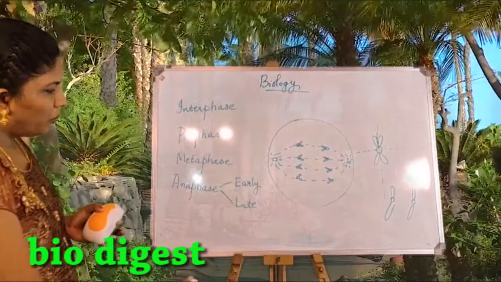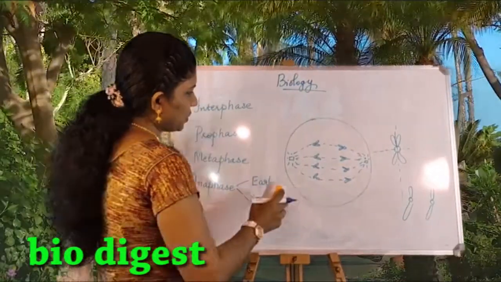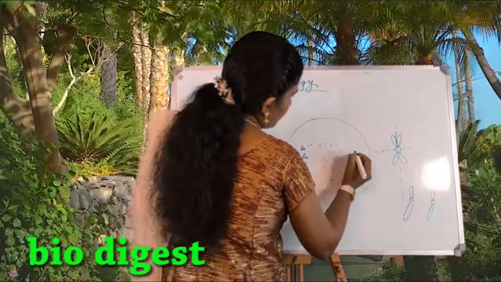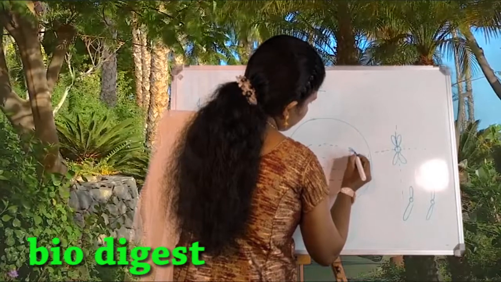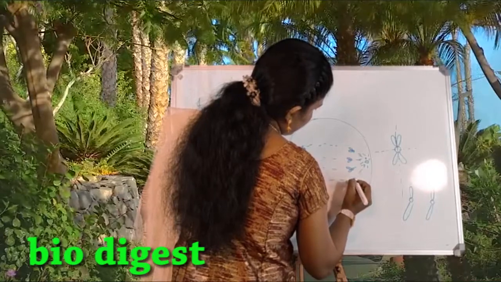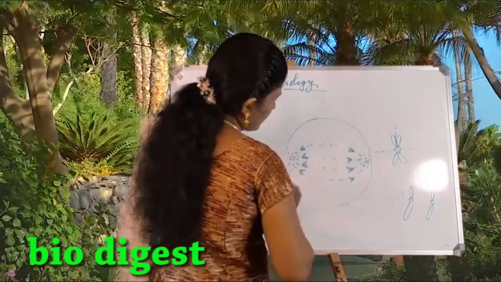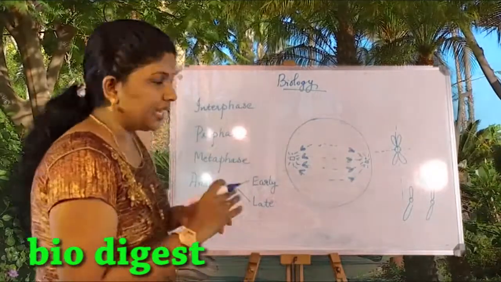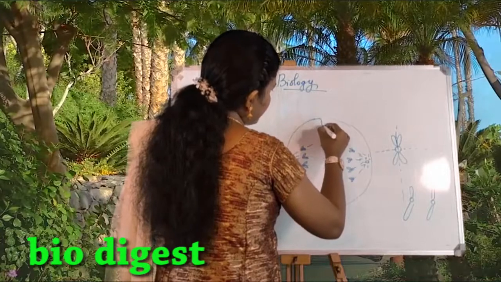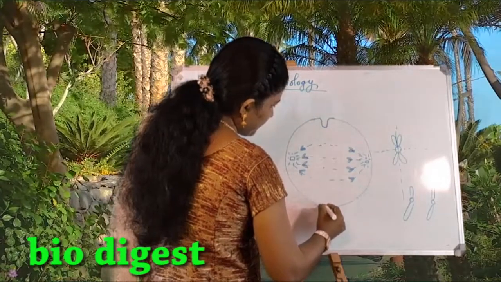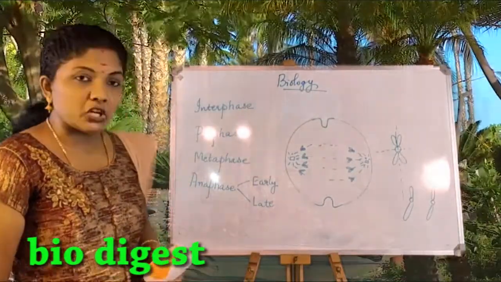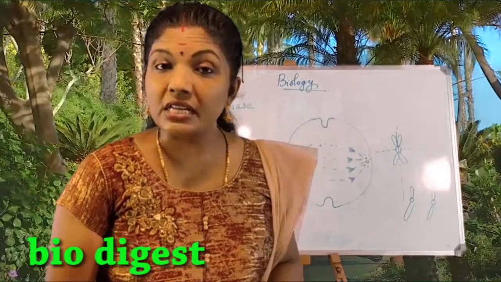Okay. Now, when it enters into the late anaphase, what you can see? The chromatids will be reaching the poles during the late anaphase, like this. In addition to that, a furrow will be appearing in the middle of the cell like this. So these are the changes during anaphase of the cell.